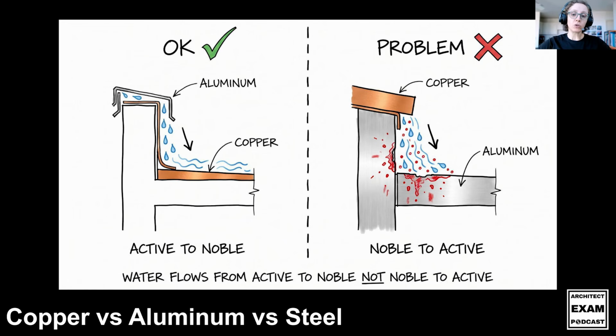And here's a simple rule to remember. Water should flow from active to noble, not noble to active. Water washing off an aluminum parapet onto a copper roof? No problem. Water washing off a copper roof onto aluminum below? That's where the damage happens. The copper ions hitch a ride in the water and attack whatever active metal is downstream. This is one of those details that separates someone who understands the concept from someone who just memorized a chart.